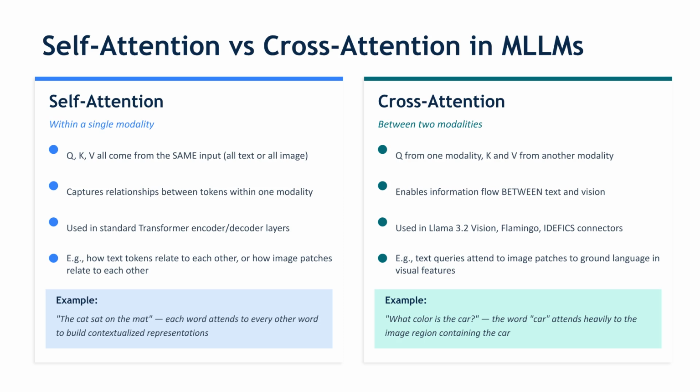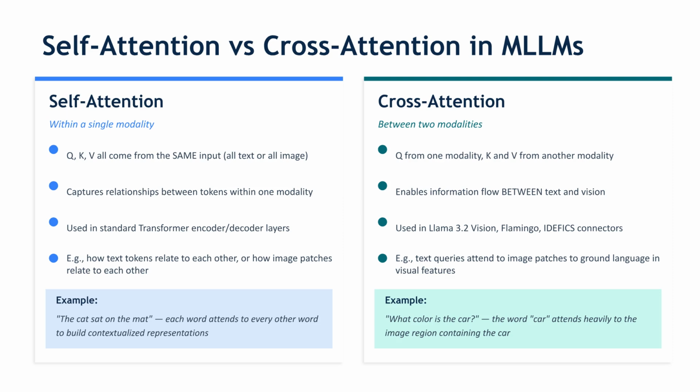It is important to distinguish between self-attention and cross-attention in the MLLM context, as they serve fundamentally different purposes. Self-attention operates within a single modality. The queries, keys, and values all come from the same input. In text, it captures how words relate to each other. In vision, it captures how image patches relate to each other. This is used in standard transformer encoder and decoder layers.